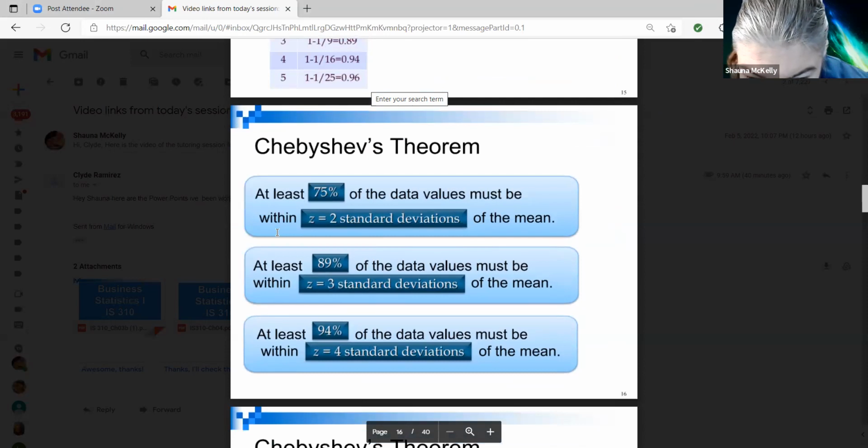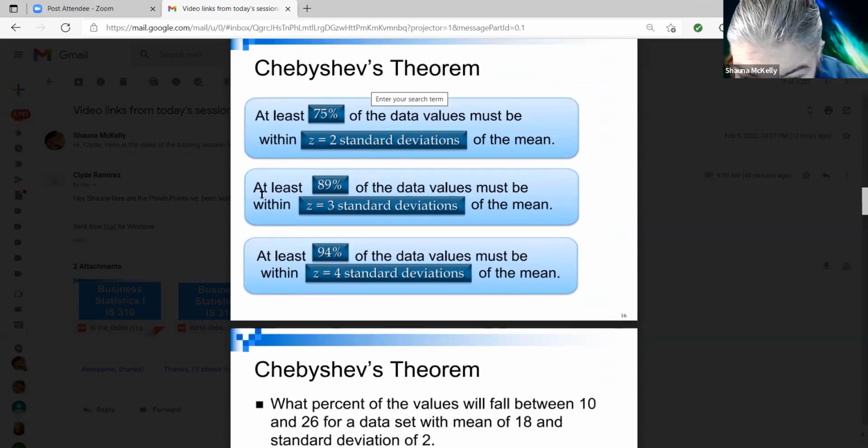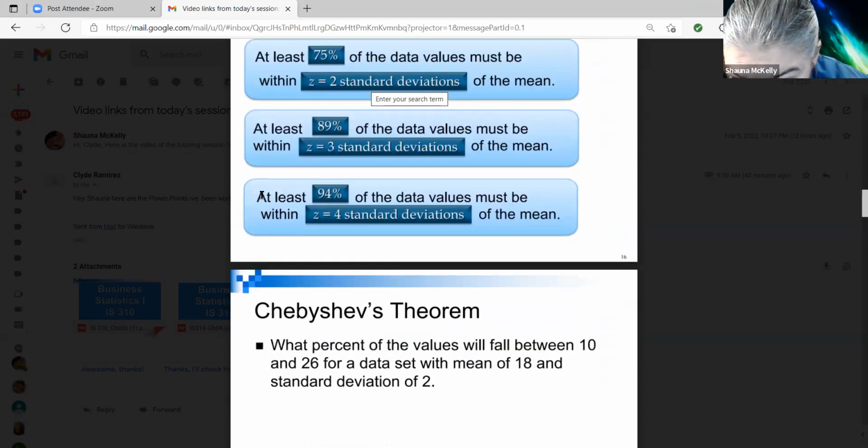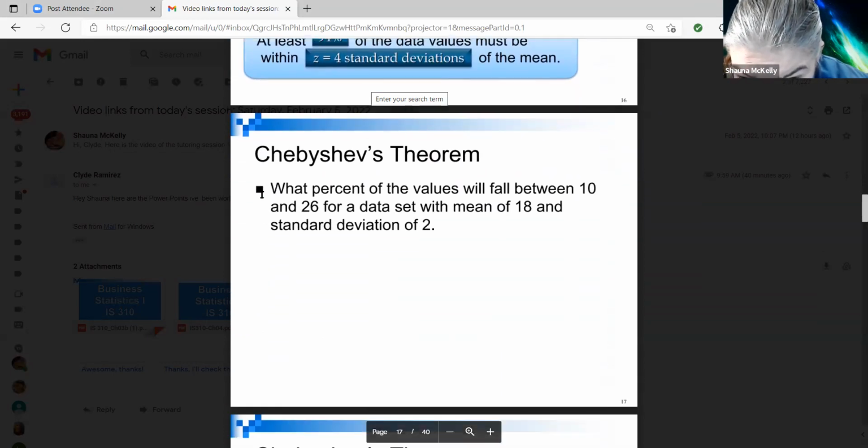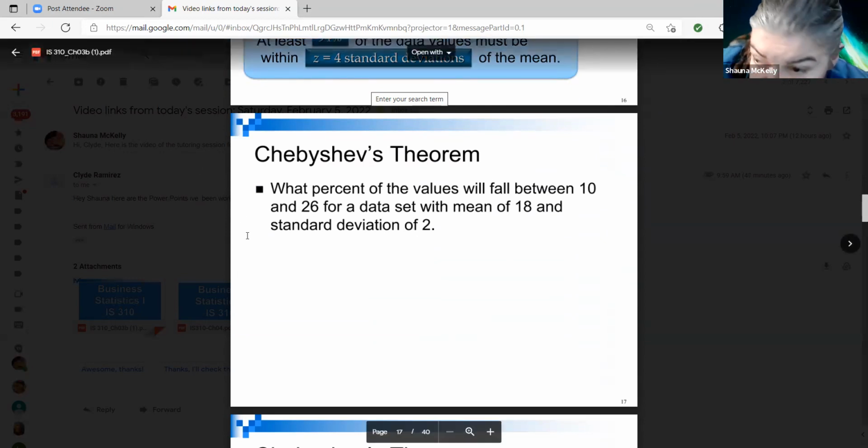And then she reiterates it for you here: 75% lie within 2 standard deviations, 89% lie within 3, and 94% lie within 3. Now, here she gives you an example. What percentage of the values will fall between 10 and 26 for a data set with a mean of 18 and a standard deviation of 2? Well, you have to look at what this picture looks like.